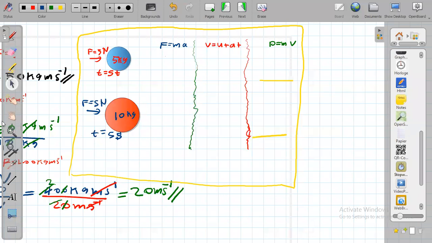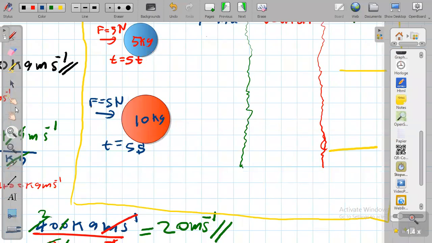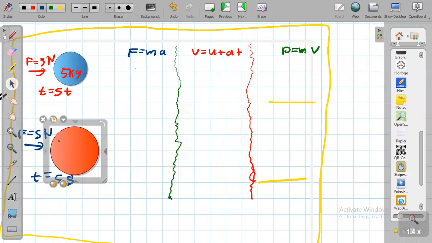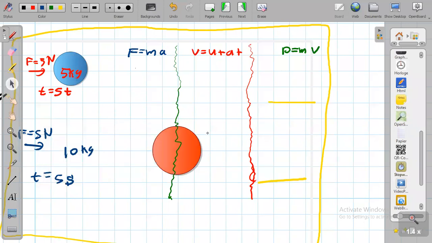I will show you how to do this. Let me just enlarge this one for a moment. Now see, this is a 5 kilogram ball. At the beginning, it is provided with a force of 5 newton, and it will move like this. And this one is a 10 kilogram object. It would move in this manner. Why doesn't it move like the other? It will travel slower. Why? Because the same force is applied.